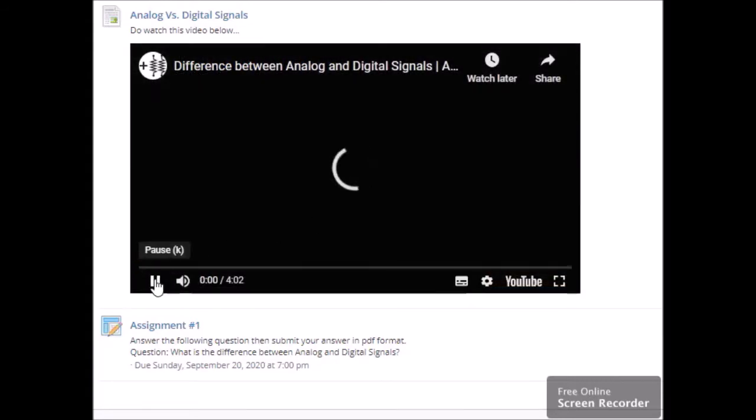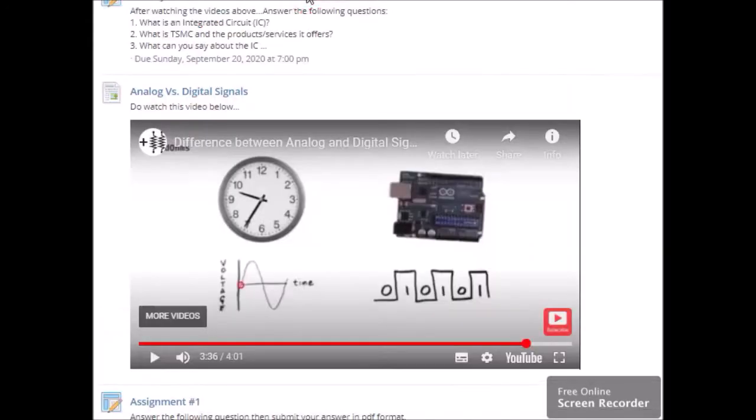Loading. Ayan, so let's have some part of the video. Yung sa last part, dinifferentiate niya yung analog versus digital. Let's listen to this. Ayun, so yun po yung keyword.